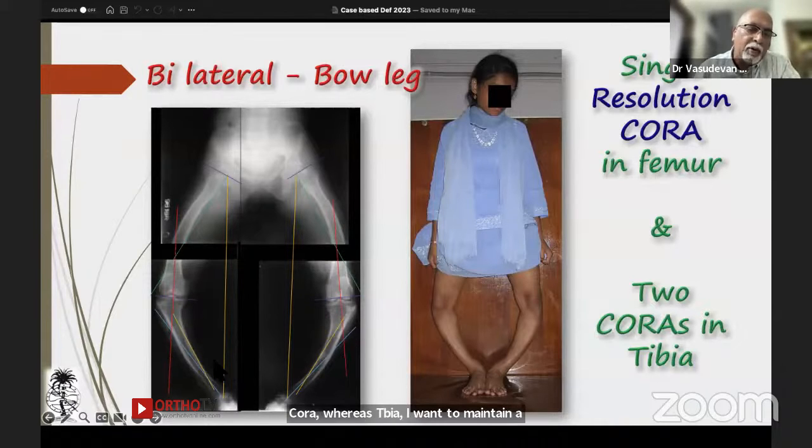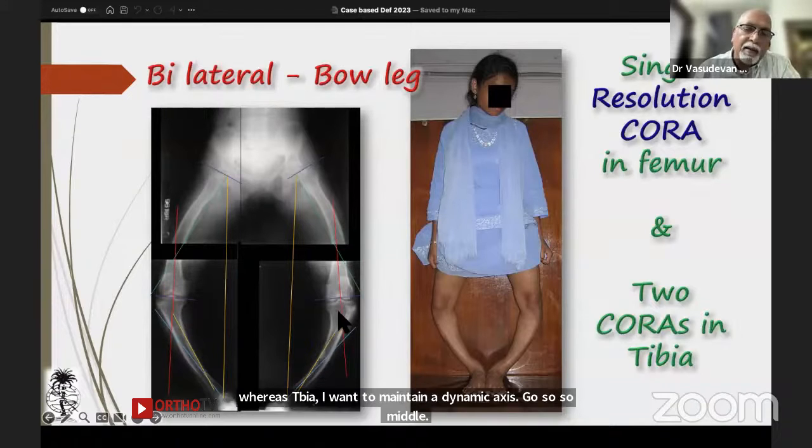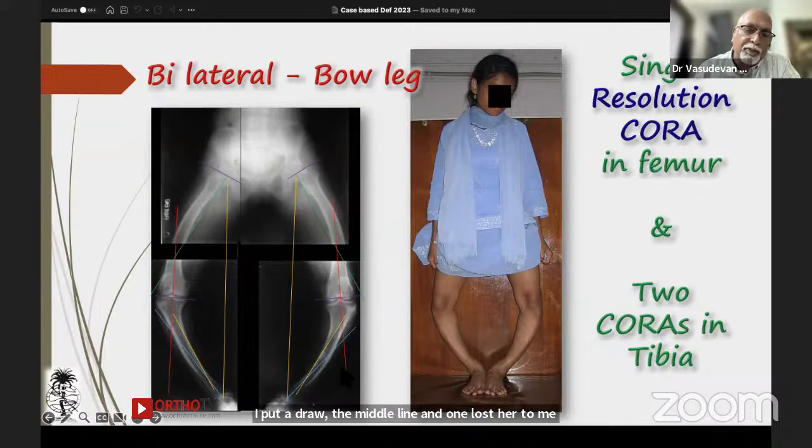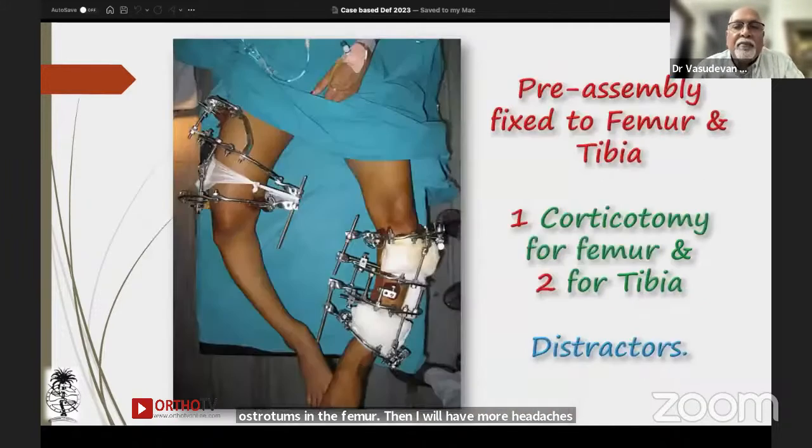So I draw the middle line and one osteotomy there, another osteotomy here, two osteotomies for the tibia and one osteotomy for the femur. Because more osteotomy means more headache. If I am planning for two osteotomies in the femur, then I will have more headaches. In the tibia, I can manage the headache.